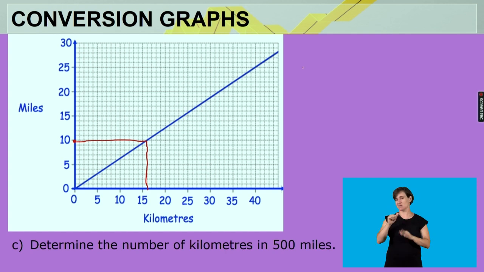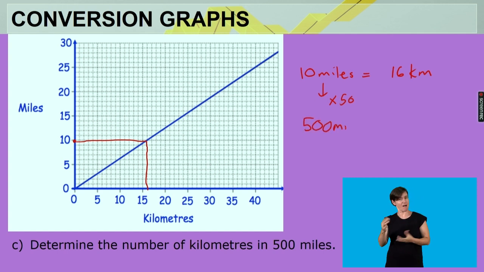Are we clear? So please follow my logic here. 10 miles equals 16 kilometers. Now I must go from 10 to 500 to give you that 500 miles. So I'll say 10 multiplied by 50. If I do that, it will give me 500 miles. We agree. Guys, are we clear on that?